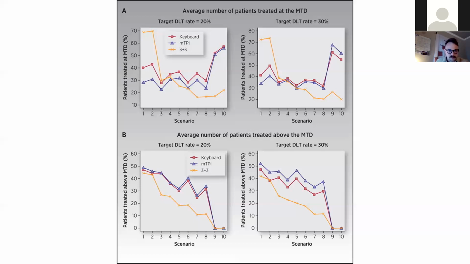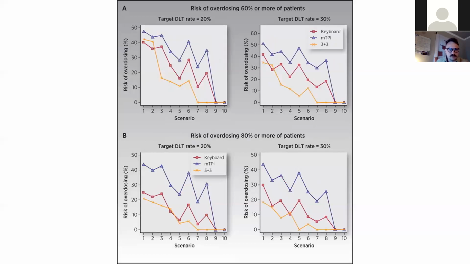But we also need to take into consideration overdosing. Looking at the risk of overdosing, I have two different scenarios here, figures A and B, which are the risk of overdosing 60% or more patients in A, or the risk of overdosing 80% or more patients in figure B. The keyboard and 3+3 here are actually performing very comparably. So while the keyboard might be treating more patients above the MTD, the actual risk of overdosing is pretty comparable to the 3+3.